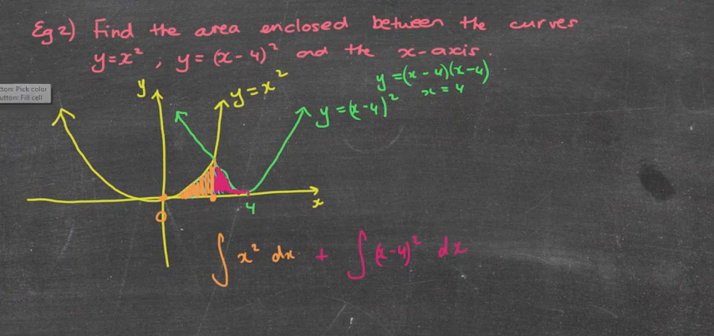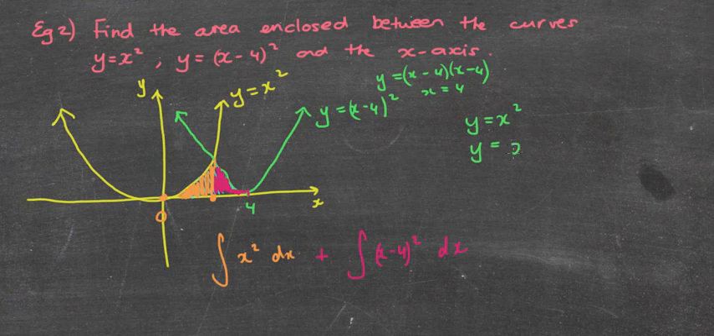Now, like that last question we did, we've got a coordinate here which we need. That's a part that we do need. So how do we find that? Well, like last time, we're going to use simultaneous equations. We've got y equals x squared, and we've got y equals x minus 4 all squared.